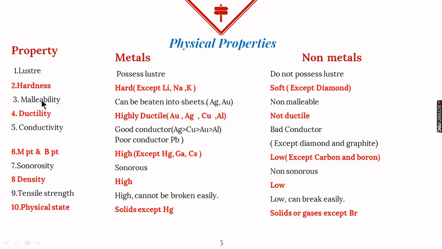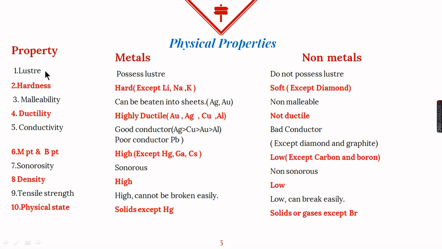We will be studying all these physical properties for metals as well as non-metals. Let's see a few terms first of all. Lustre means shiny appearance. Malleability is the property of an element in which it can be beaten into thin sheets. Ductility is the property of an element in which it can be drawn into thin wires. And sonorosity is the property of an element in which, if it is hit with a hard object, it produces sound. So let's see all the properties for metals and non-metals.